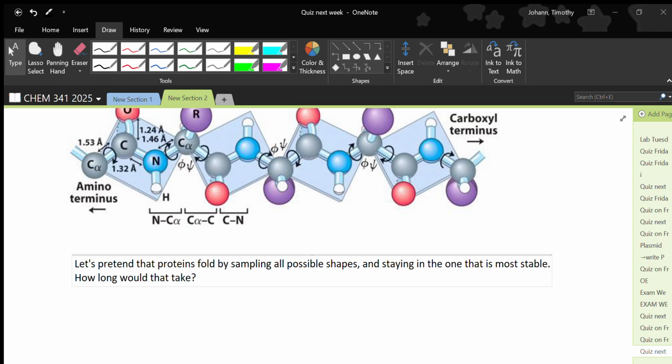So let's make ourselves some simple assumptions here. Let's assume a 100 amino acid protein, which is a pretty small protein. In the computational work I do, we're sampling a series of relevant proteins. I have 700 of them that I'm looking at. I don't know that any of them are less than 100 amino acids. If some are, it's less than 10%. So 100 amino acids, pretty small protein.